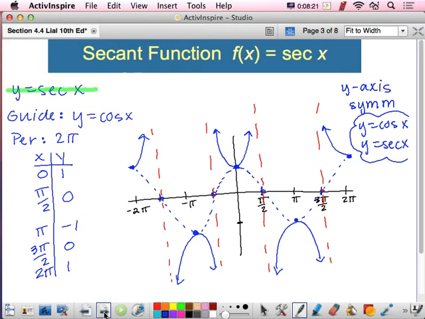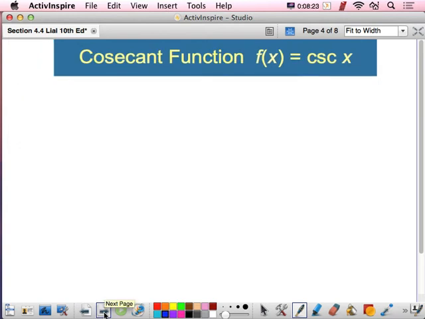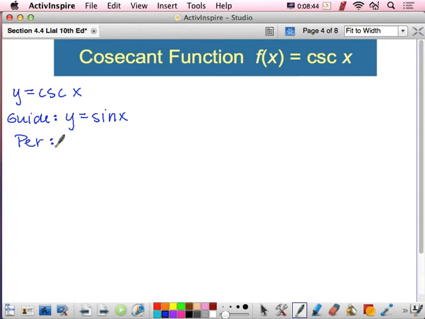Okay. So this time let's actually graph y equals cosecant of x. We'll start with that. We will convert it to its guide function. For cosecant, it's going to be y equals sine of x. So we'll find the period so that we will know where to stop and start our table. The period is 2 pi divided by b, which in this case is 1. So we have a period of 2 pi. We'll build a table for the guide function, starting at 0, ending at 2 pi, and going in by halves.